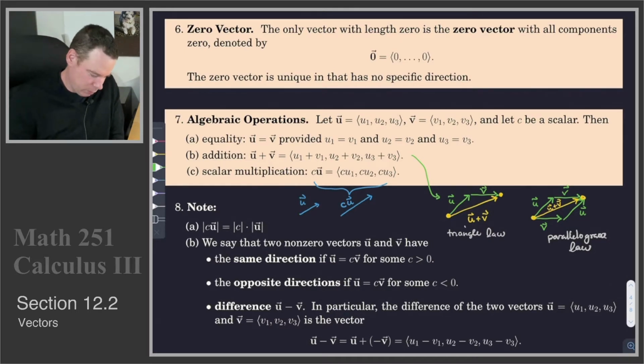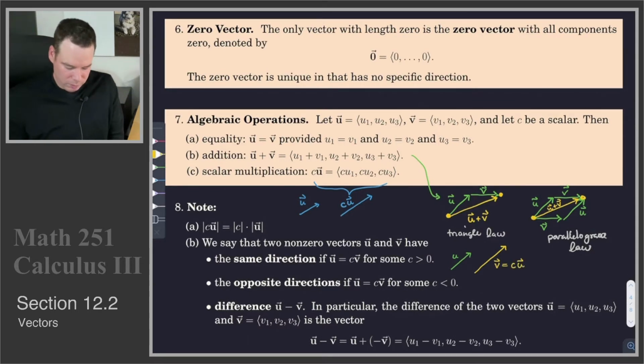So for example, if this is our vector u, then our vector v, if it's in the same direction, it's some scalar times u, where in this case c, not only is it positive, it's bigger than 2.